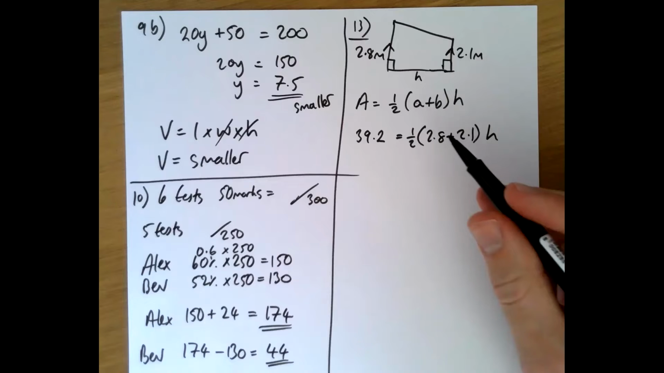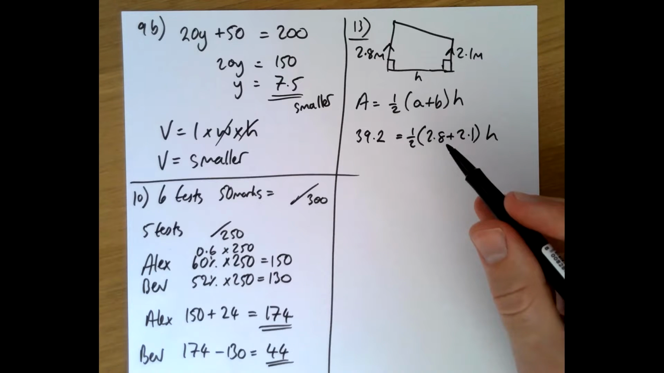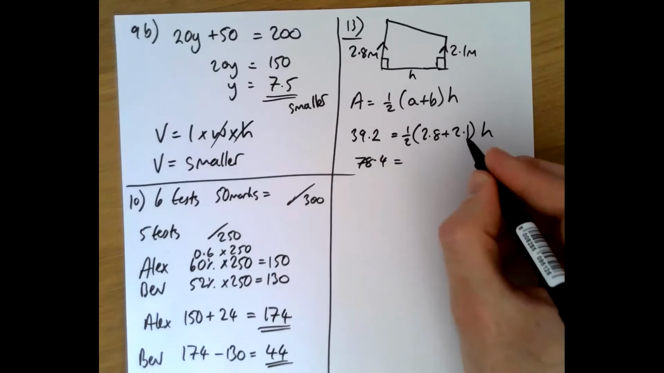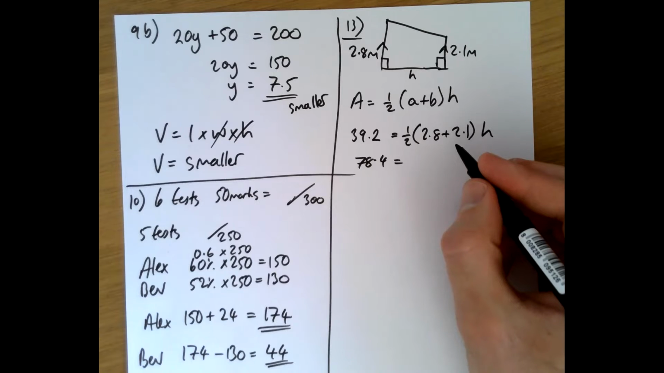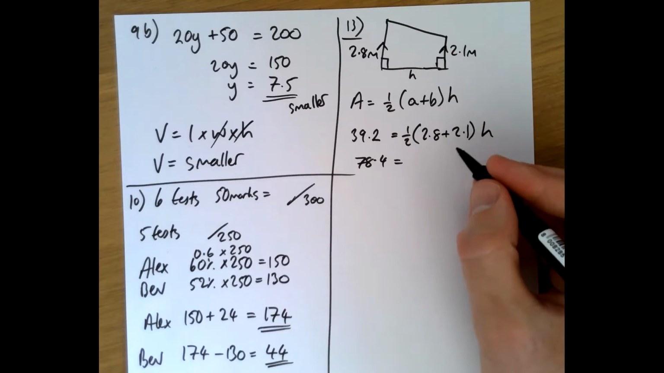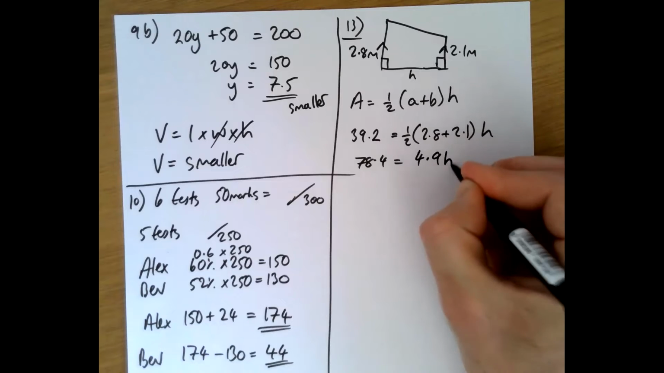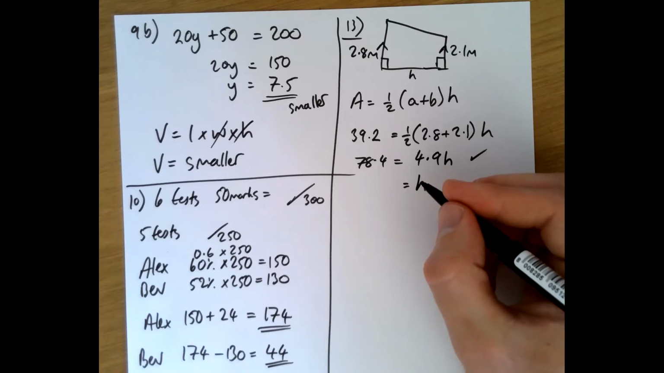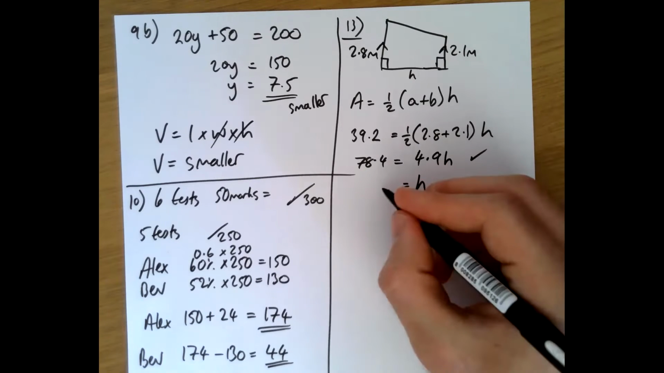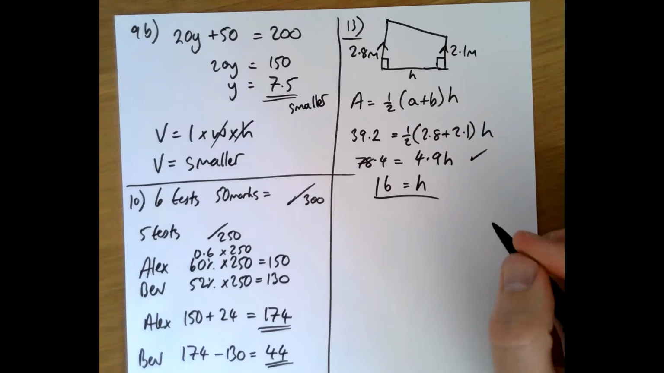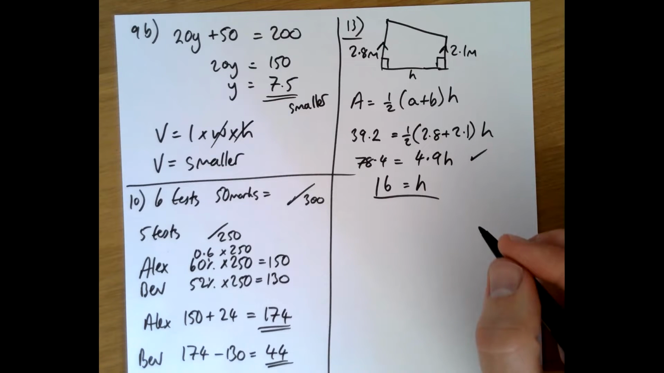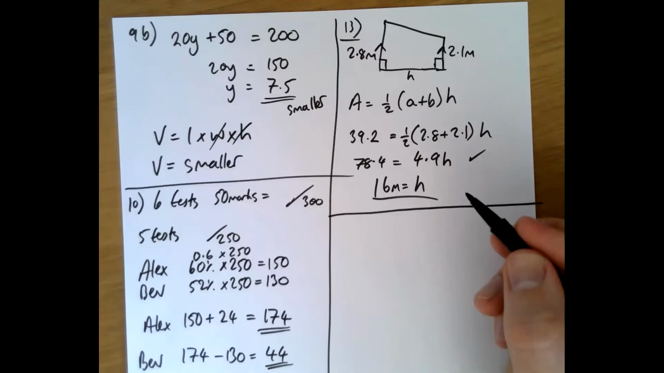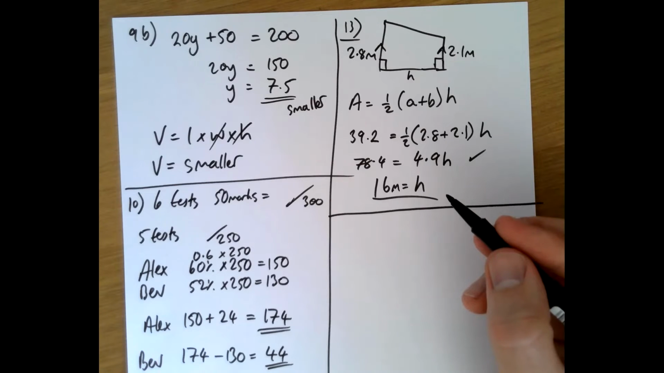So let's start by doubling both sides. So we get 78.4 equals, and let's just do the brackets at the same time, why not, I'm lazy. 2.8 add 2.1 is 4.9. So we've got 4.9h. But we want h, so I'm just going to do 78.4 divided by 4.9, which gives me 16. Okay, a nice round number. And in fact, that's all I needed to do. Okay, so it's just 16, and I should have probably put the units there, meters. Rattling through it.